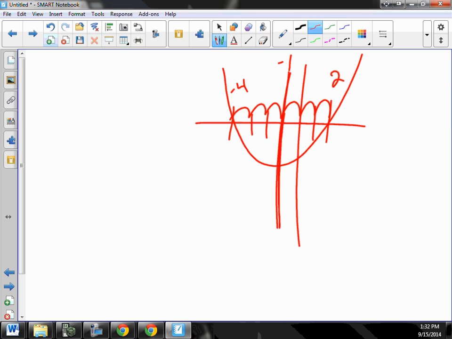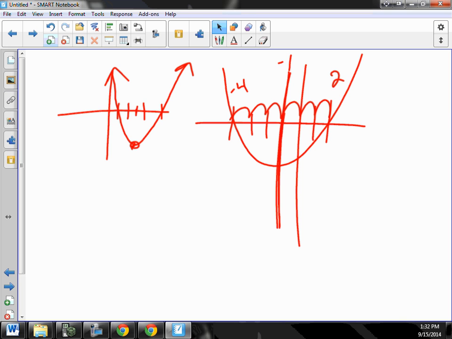So if I had one that looked like this, where is the minimum going to be? At 2.5. Would 2.5 show up on the table? No. So if your minimum is not at a nice number, you have to do second calc minimum or maximum to find it.